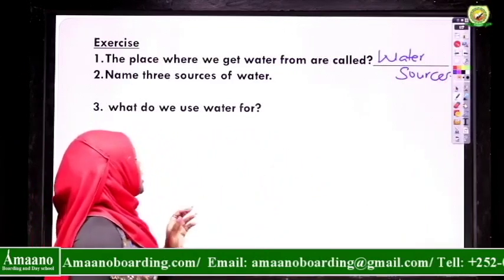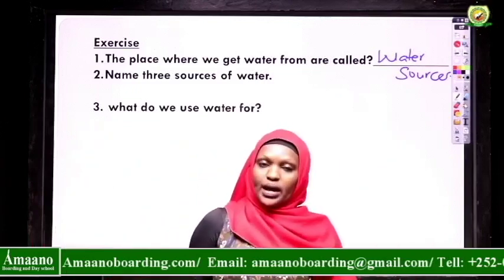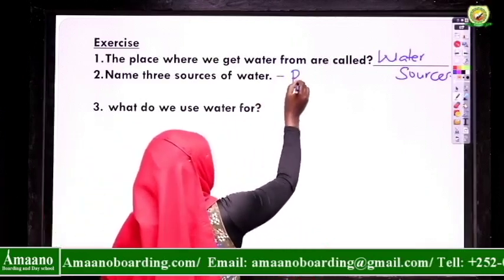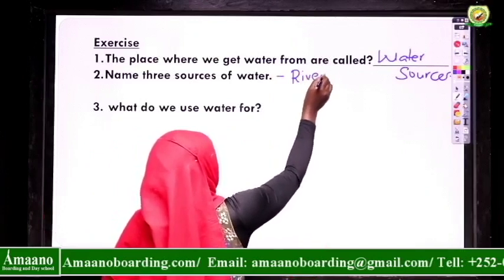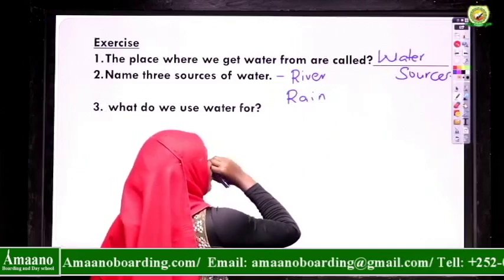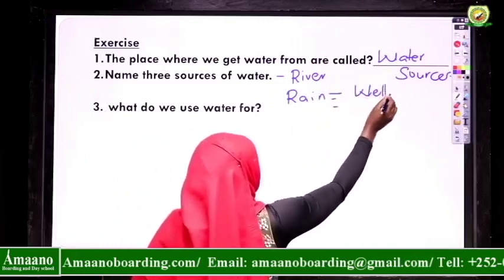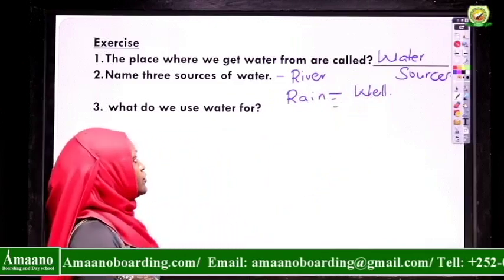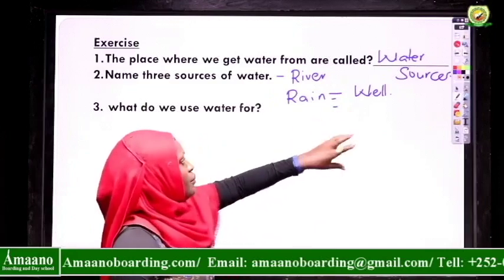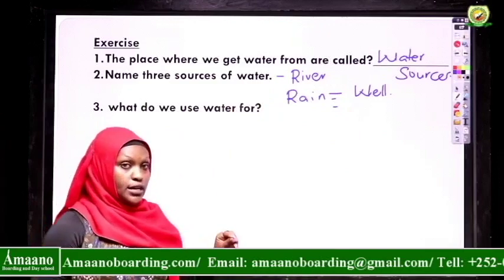Now name 3 sources of water. Where do we get water? What are these sources of water? Where can I get this water from? I can get the water from river. I can get it from rain, or maybe from the well. These are the sources of water. There are so many. We have the well, we have ocean, we have the swamp, the lakes. All those are the sources of water.